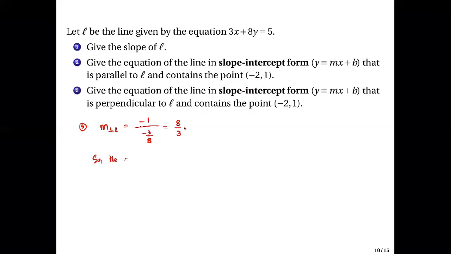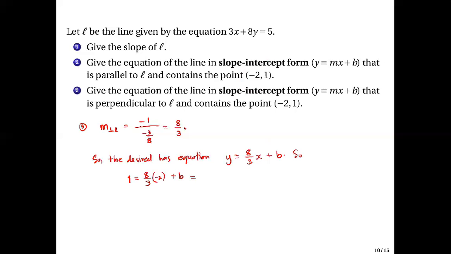So the desired line has equation y equals 8/3x plus b. And again, to solve for b, we use the point -2, 1. So we will have 1 equal to 8/3 times -2 plus b.